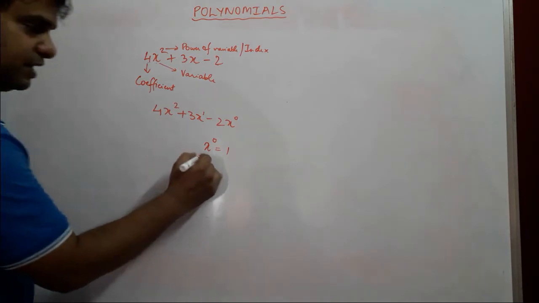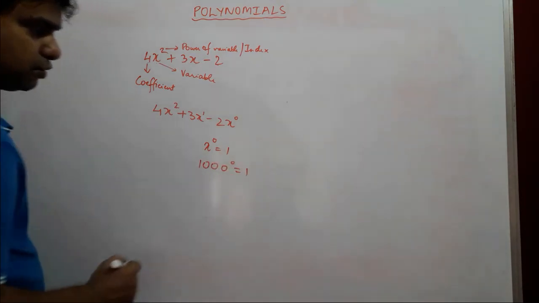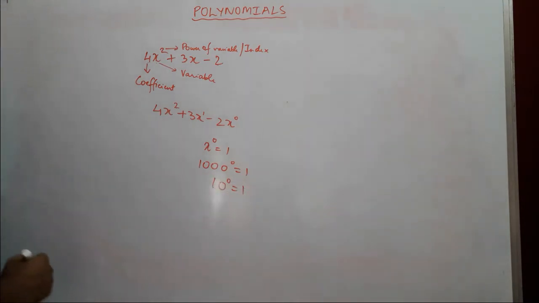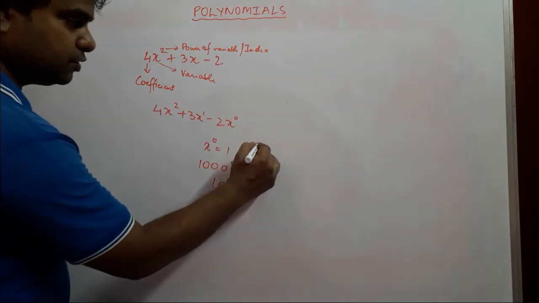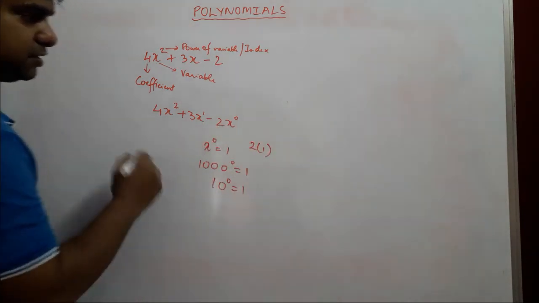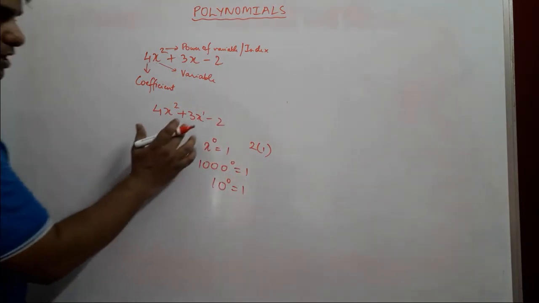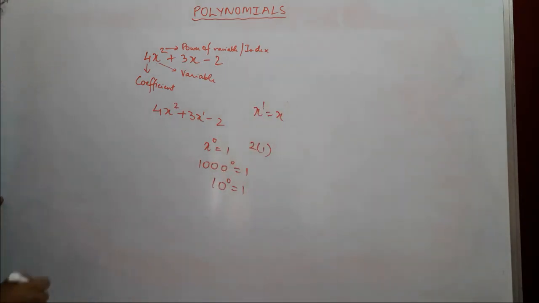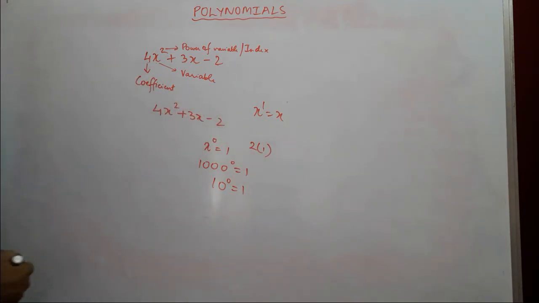In fact, anything raised to 0, like if you take 1000 raised to 0, is also equal to 1, or 10 raised to 0 is also equal to 1. That is why x raised to 0 is 1, and 2 into 1 is nothing but 2. So that's why we don't write 2x raised to 0. Similarly, x raised to 1 is equal to x. That is why we do not write x raised to 1.